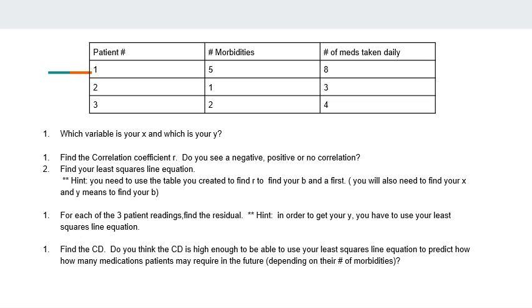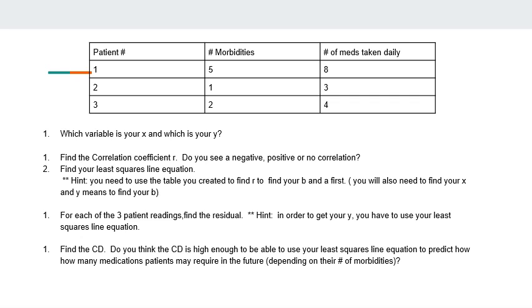So in this quiz 4 review assignment, you're trying to figure out if there is a correlation between the morbidities that your patients have, the amount of morbidities they have, and the number of medications that they have to take daily. So the idea is you're trying to see if the more diseases someone has, the more medications they have to take. Which we would all probably assume, obviously, but we're doing a pretend study to figure this out.